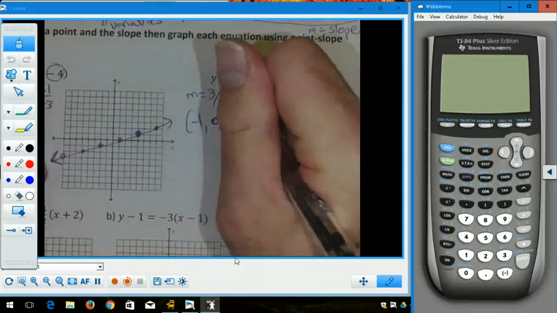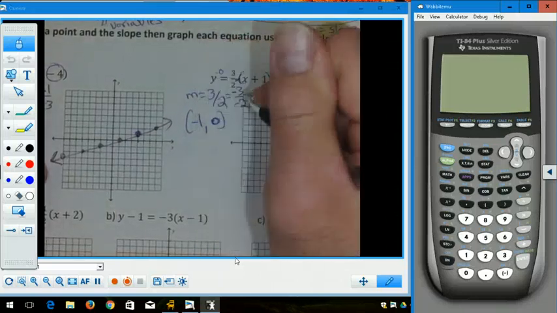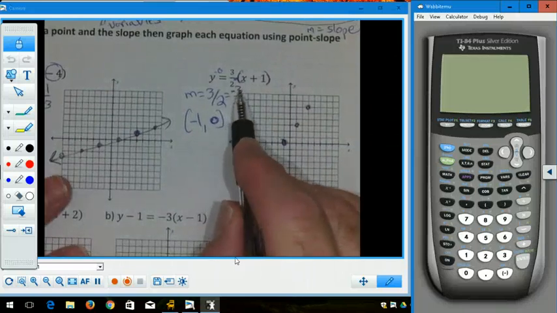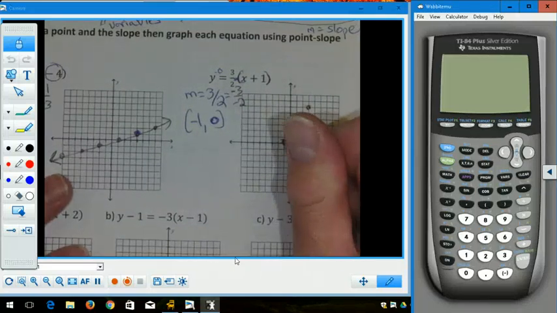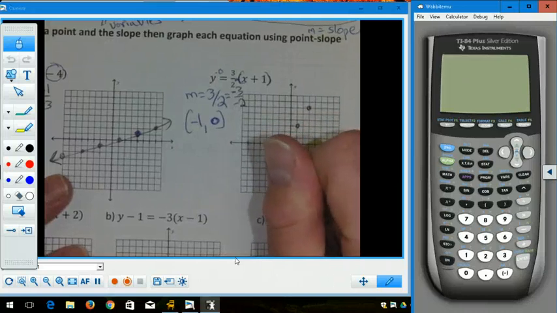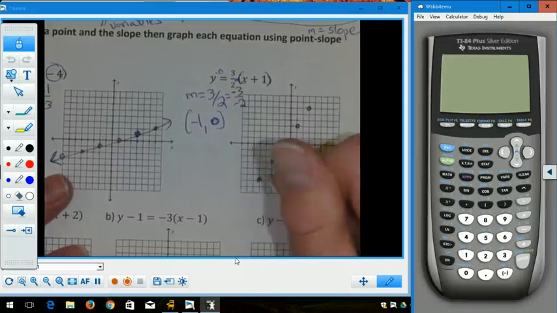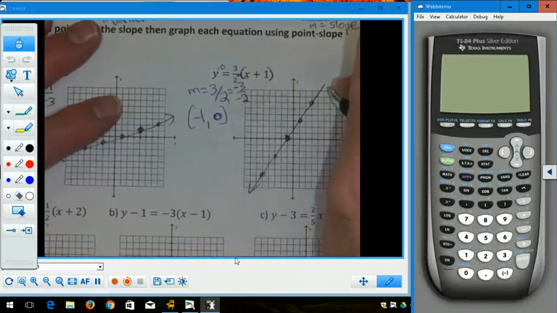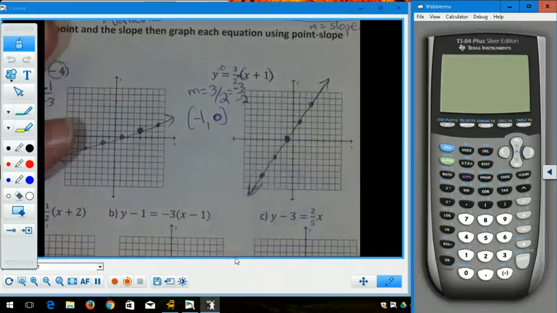To reverse this slope, I'd make them both negative, and it's still the same slope, it's just going in the other direction, down and left. So down 1, 2, 3, and left 2. This gets me the rest of the points. I connect them with a line, draw arrows indicating that the line extends past my graph.